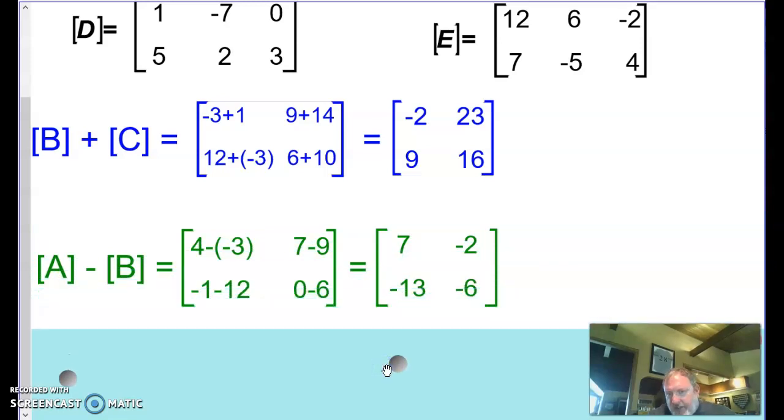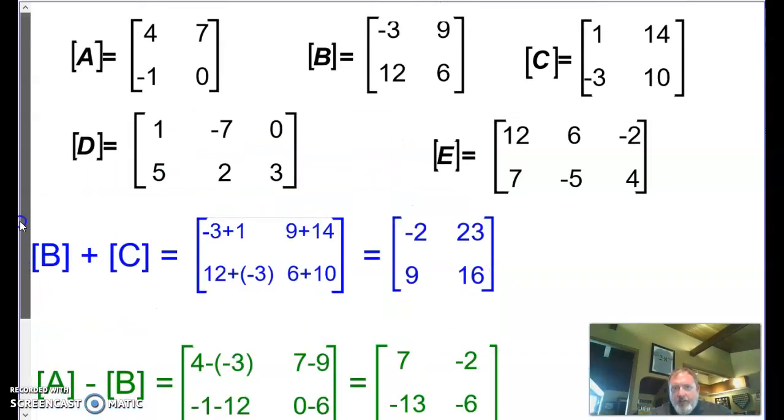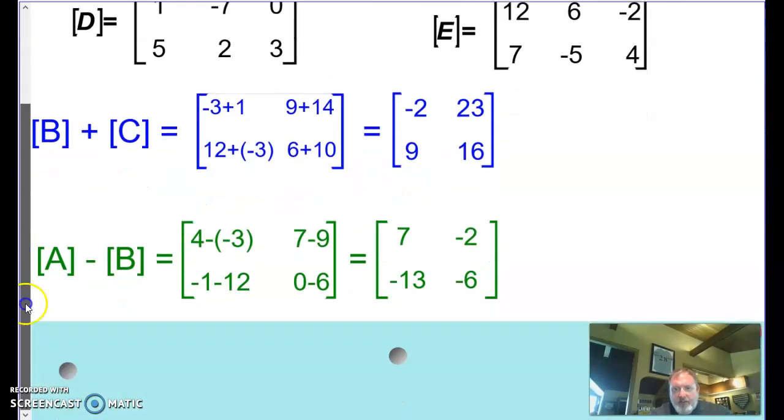A minus B. So last slide we did A plus B. This time we did A minus B. So slightly different numbers here, but again, first row, first column, first row, second column, the numbers in the second row, and then second row, second column. So you're always looking at the same number in the same spot. So when you add or subtract, you're taking the numbers that are in the same location in the matrix.